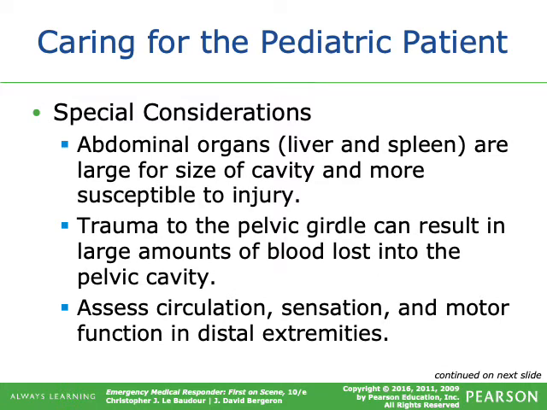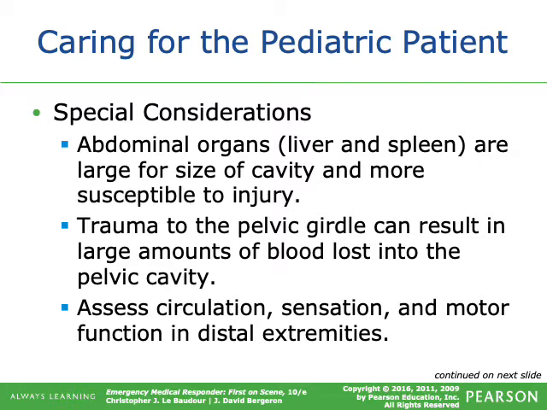Your abdominal organs, such as the liver and spleen, are large for the size of the cavity and much more susceptible to injury. If you think about it like this, they're proportionally larger than the adults'. They've got less space inside the body cavity, so they're just more likely to be injured in a child because of that reason.